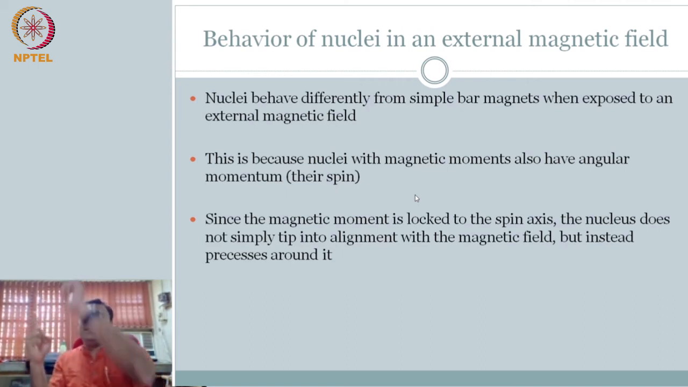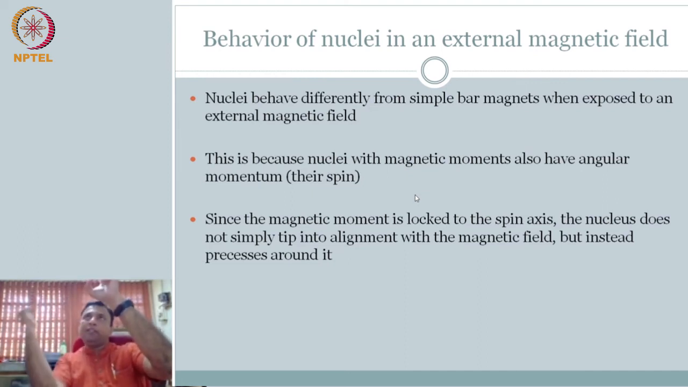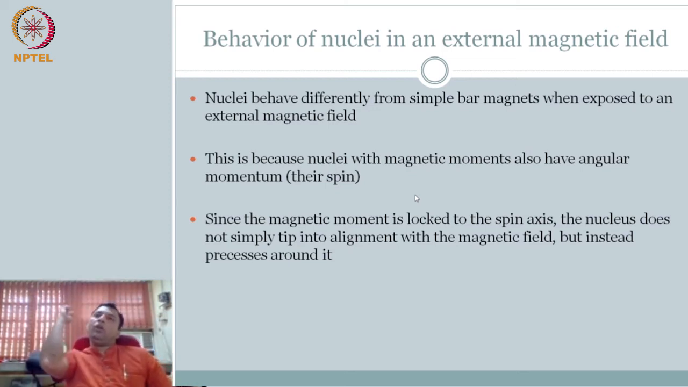It is not doing this and aligning. If this is the axis, this is the spin. It will spin in whichever direction it was. This is the external magnetic field direction. You would expect the bar magnet to come like this, whereas because this is spinning, it's not going to come like that. It will try. It will go around. It will spin, but it will go around.